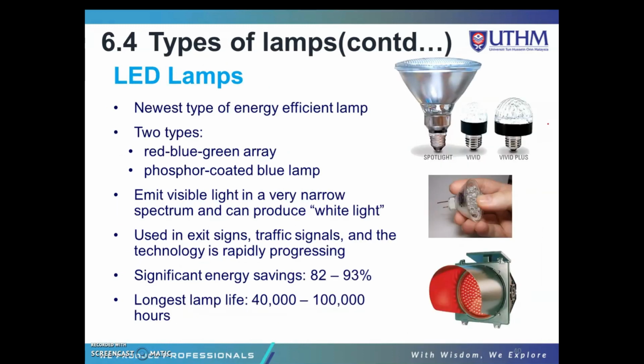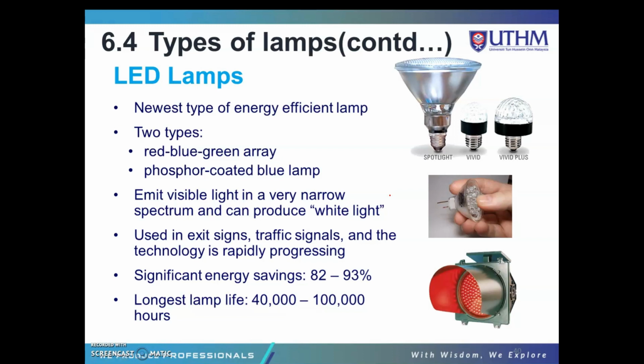Okay, and then the newest type of energy efficient lamp, which is very popular nowadays, is the light emitting diode lamps, or the LED lamps. There are 2 types of LED lamps, which are the red, blue, green array, and also the phosphor coated blue lamp. Okay, so this lamp emits visible light in a very narrow spectrum and can produce white light.